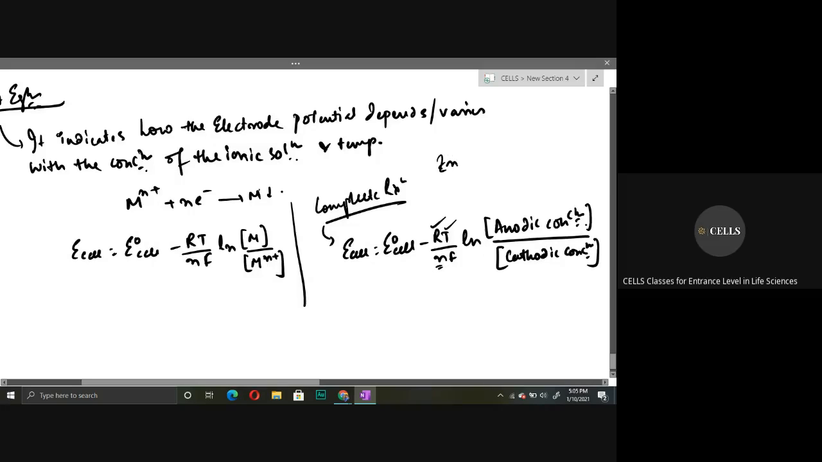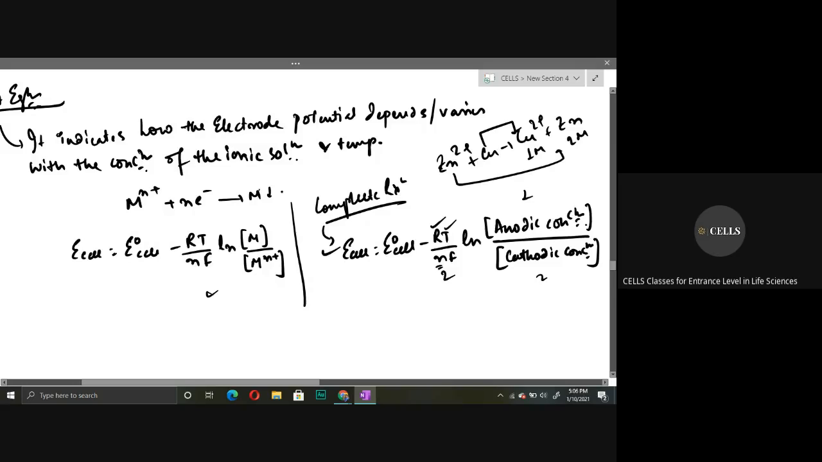Suppose this is Zn2+ and Cu2+ and Zn. This is 1 molar and this is 2 molar. So Zn2+ to Zn is the reduction, and Cu2+ is the oxidation. Here you will give 1, here you will give 2, and the n value will be 2 electrons. You know all the values. They will give you the E0 cell value. You will have to calculate the E cell amount.